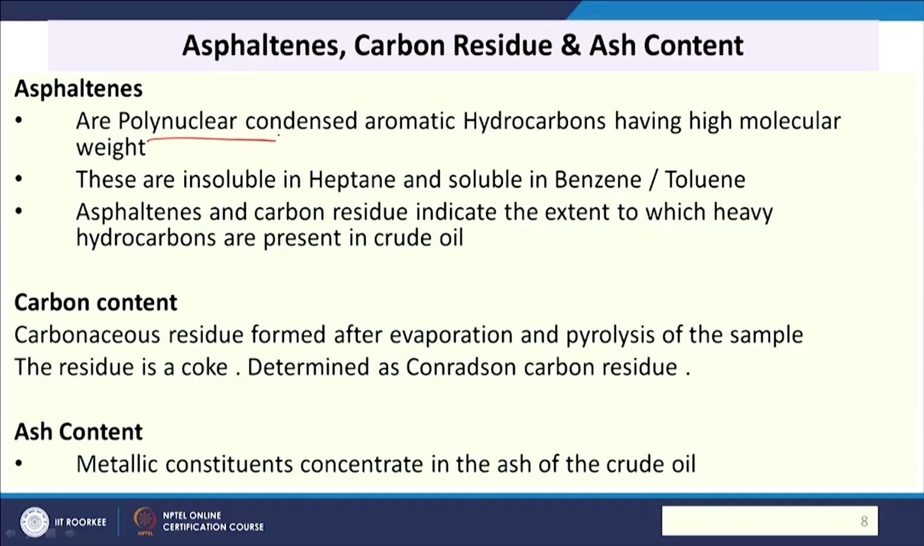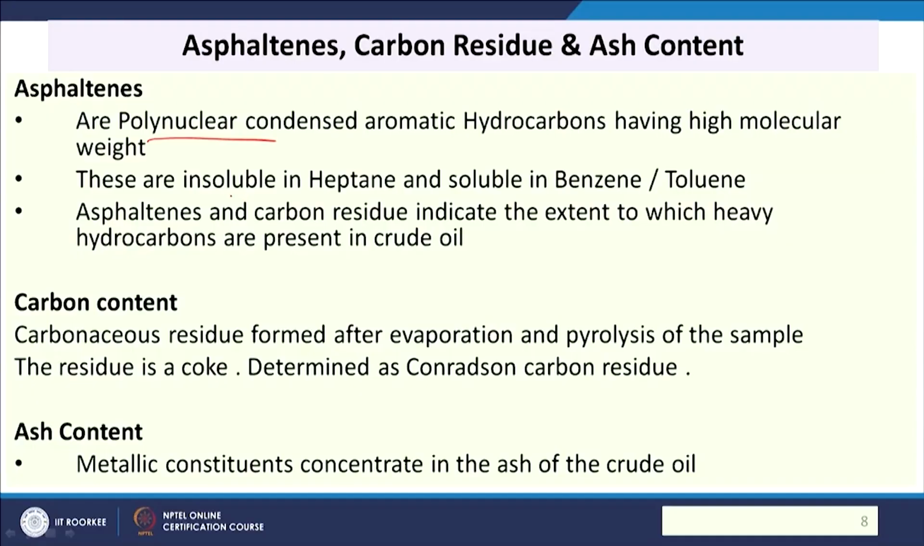Now, we will see the asphaltenes, carbon residue and ash content. These are also important parameters of the crude oil. Asphaltene basically is related with the residual part. The more the asphaltene, the more vacuum residue we will have, and this is nothing but polynuclear condensed aromatic compounds. Its solubility is different in different solvents, and we can take advantage of it for its determination, but it is insoluble in heptane and soluble in benzene and toluene solvents.